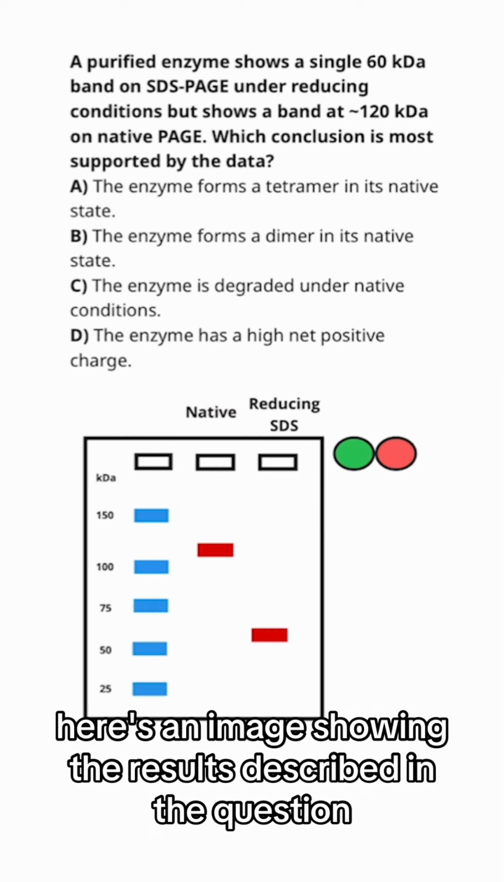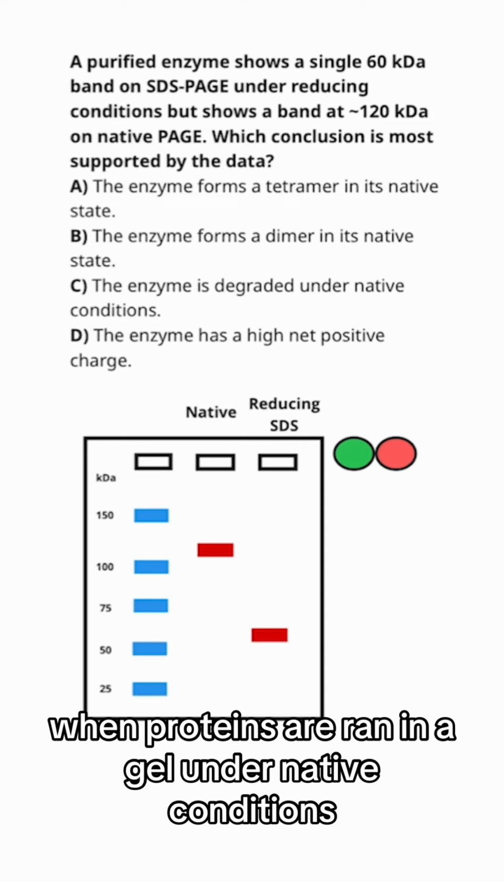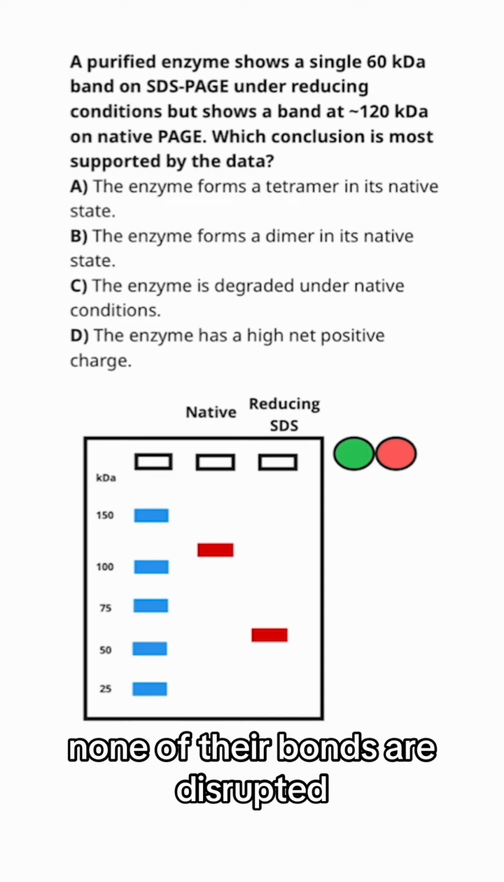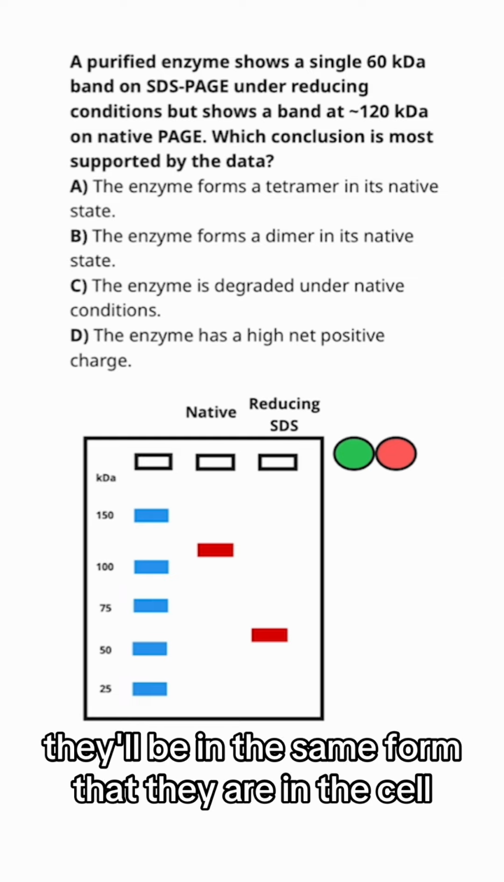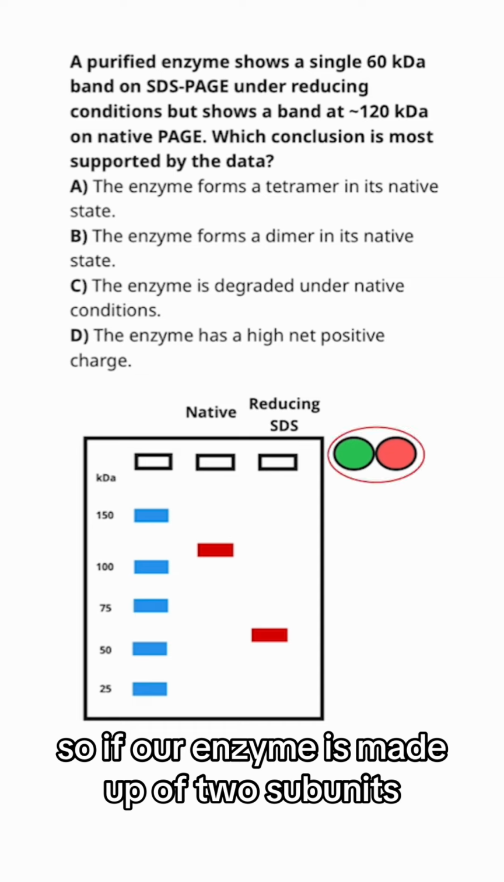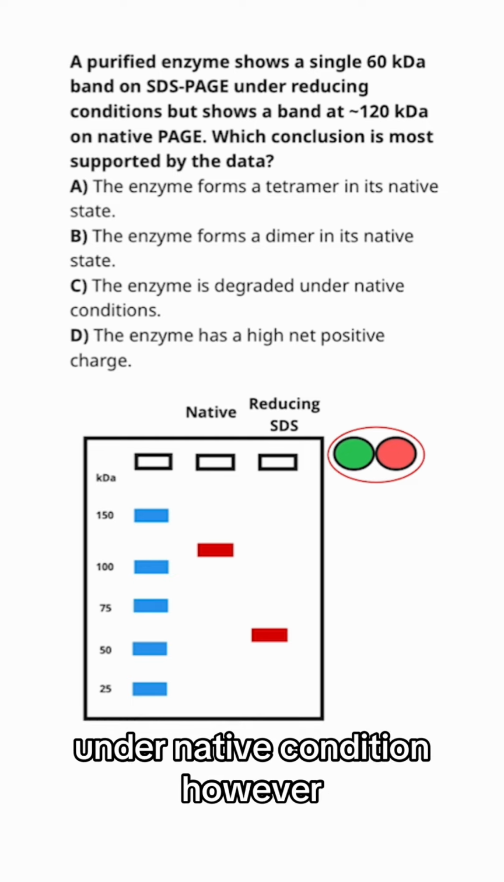Here's an image showing the results described in the question. And on the right side, I've drawn a representation of an enzyme with two subunits. When proteins are run in a gel under native conditions, none of their bonds are disrupted, so while they're in the gel, they'll be in the same form that they are in the cell. So if our enzyme is made up of two subunits, then those subunits will stay together as it migrates through the gel under native conditions.